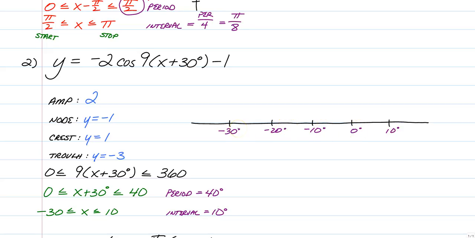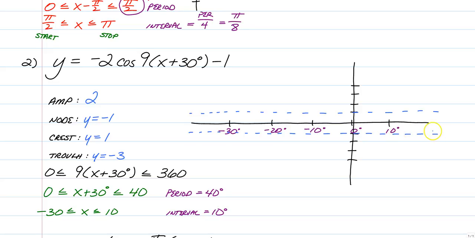So the reason why we set that up again is so we can figure out where we should put our y-axis. We want our y-axis at 0. So then again, we're going to need to set up some y tick marks. So we're going to go a couple up and a couple down. And this thing is going from a crest of y equals 1. So if it's helpful to you, you can sketch out that y equals 1. We have a node of y equals -1. And finally, we have a trough of y equals -3.